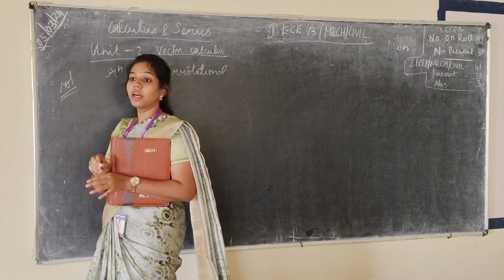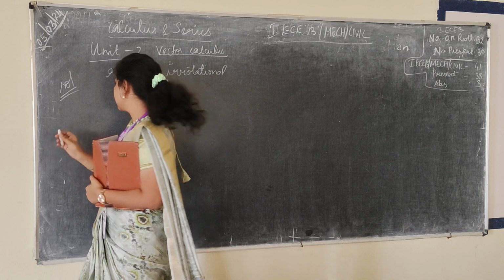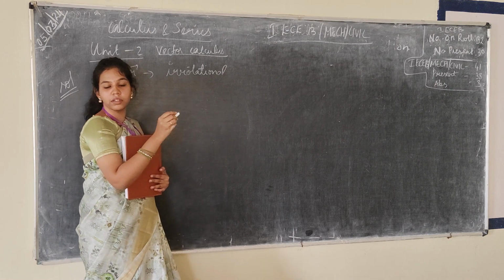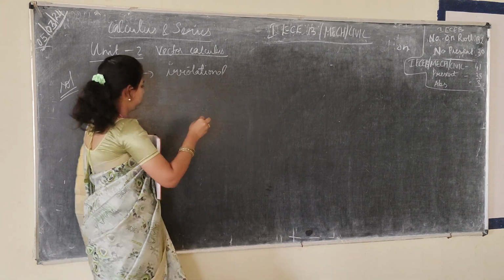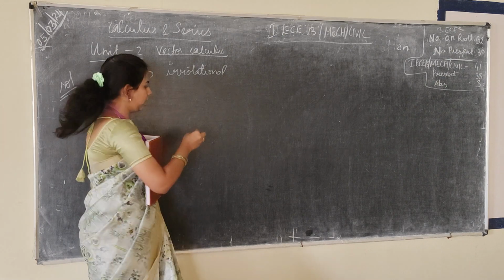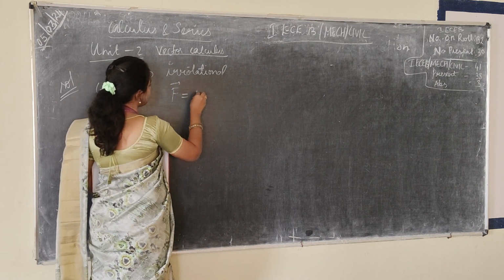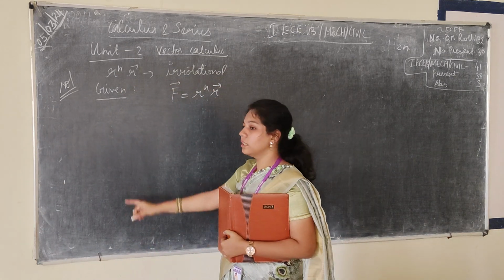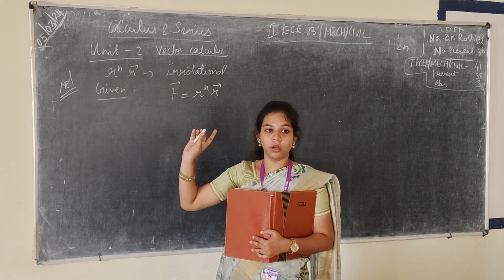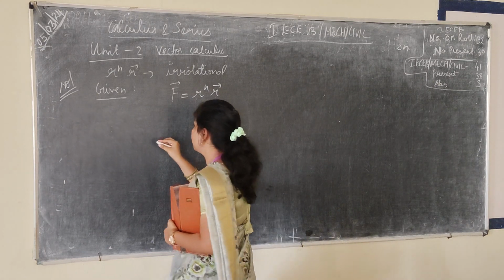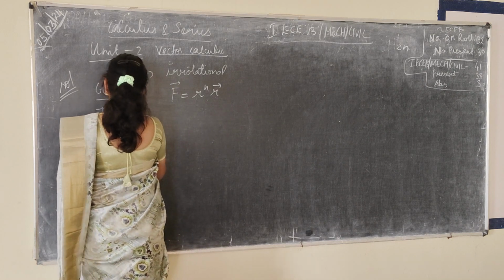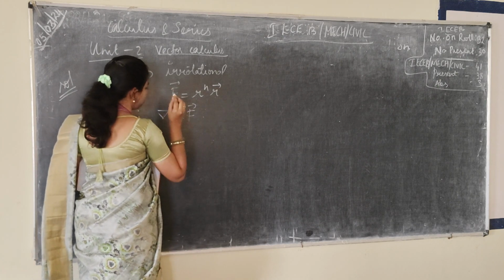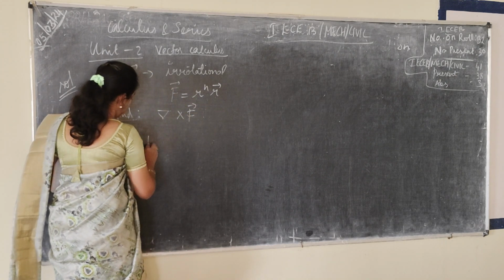First, always represent the given values in the question. So what is given? Let's take f vector is equal to R power n R vector. To find whether the f vector is solenoidal or irrotational, we will find the cross product, del cross f vector.